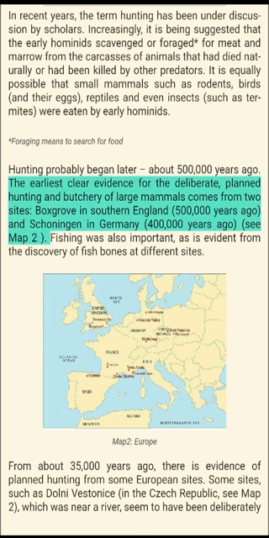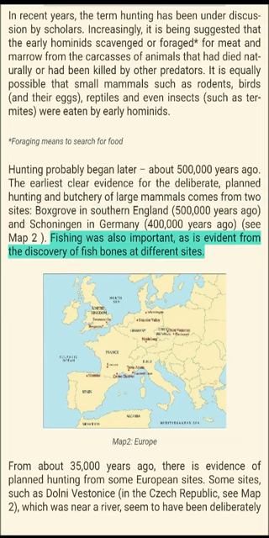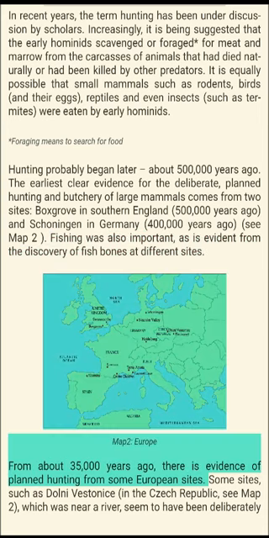Hunting probably began later, about 500,000 years ago. The earliest clear evidence for the deliberate hunting and butchery of large mammals comes from two sites, Boxgrove in southern England, 500,000 years ago, and Schöningen in Germany, 400,000 years ago, see Map 2. Fishing was also important, as is evident from the discovery of fish bones at different sites.